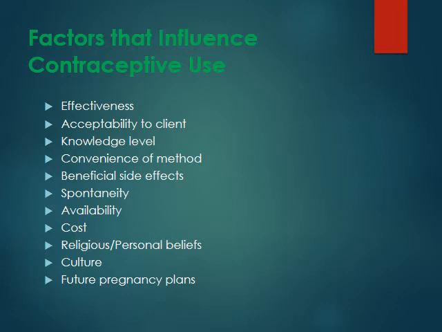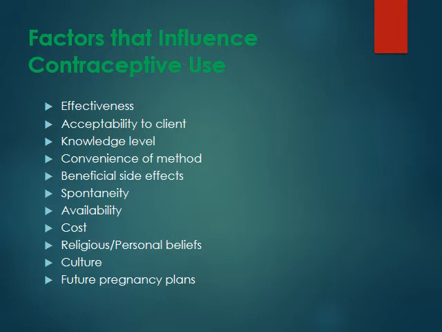What are the beneficial side effects? Some women don't even consider that, but some of these methods have a side effect that is actually beneficial. For example, being on the birth control pill may straighten out some of the abnormal in-between irregular bleeding a woman has, and it may also decrease menstrual cramps. So that could be a reason for starting the pill.